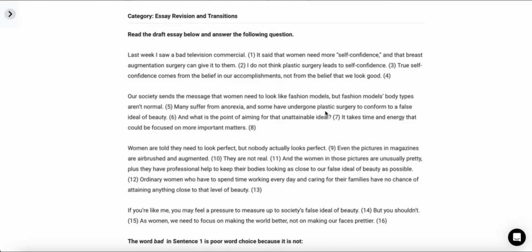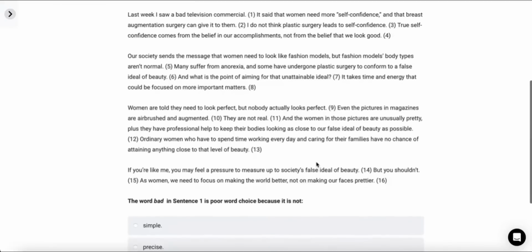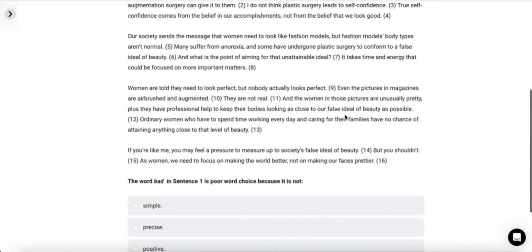They are not real, and the women in these pictures are unusually pretty. Plus, they have professional help to keep their bodies looking as close to our false ideal of beauty as possible. Ordinary women who have to spend time working every day and caring for our families have no chance of attaining anything close to that level of beauty. If you're like me, you may feel a pressure to measure up to a society's false ideal of beauty, but you shouldn't. As women, we need to focus on making the world better, not on making our faces prettier.